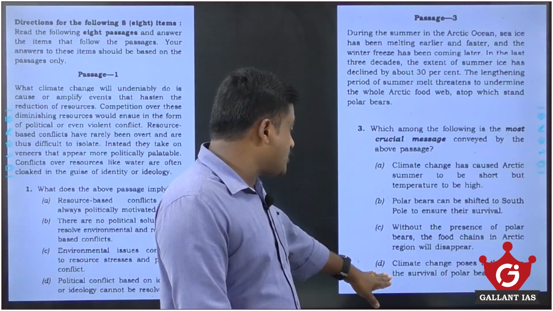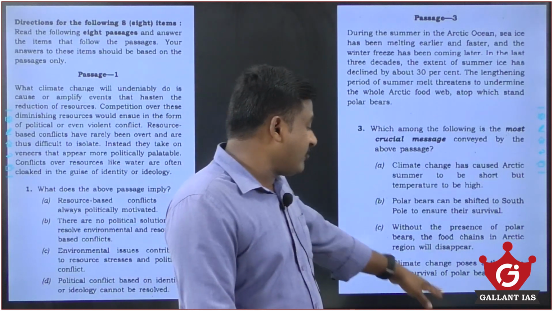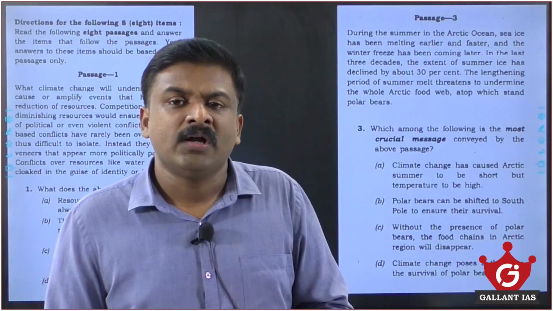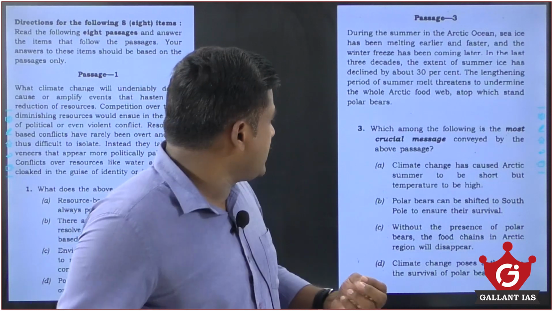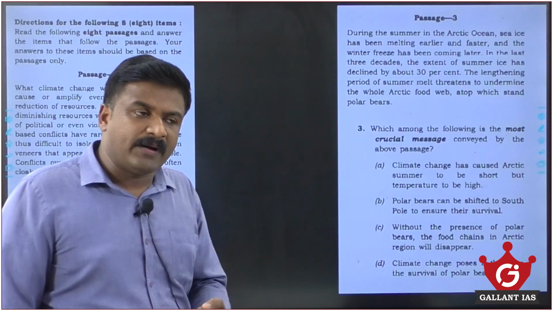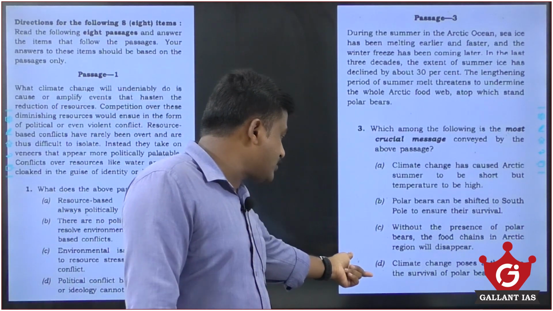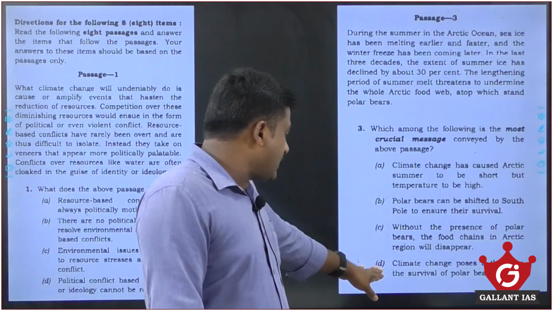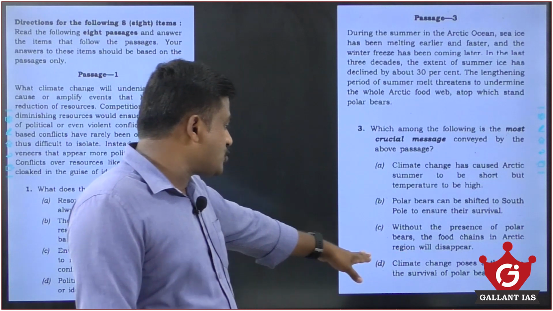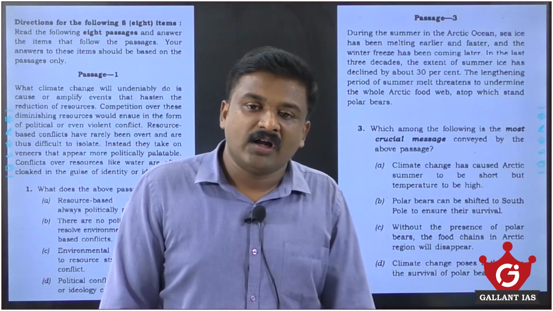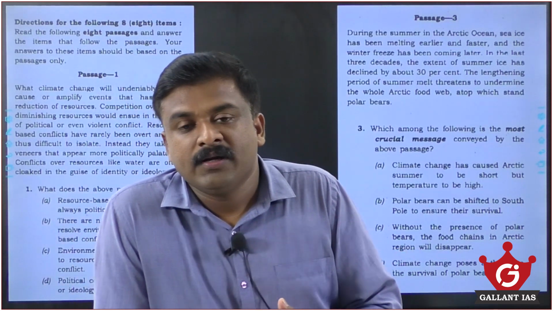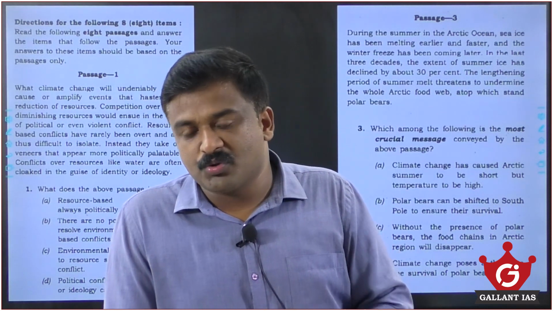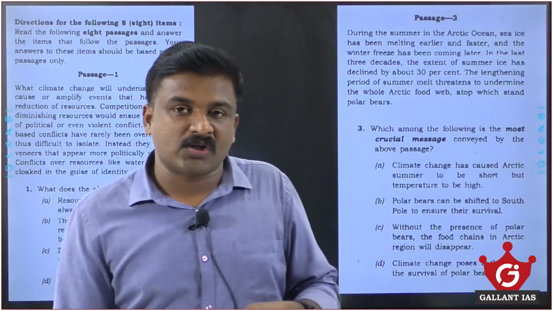Then, climate change poses a threat to the survival of polar bears. That is the only suitable choice according to this passage. This is the crucial message conveyed by the passage out of the given choices. A, B and C I eliminated for one reason or another, and I came up with the final one: climate change poses a threat to the survival of polar bears. So this is the way you apply your art of elimination to the choices, then you come to the answer.